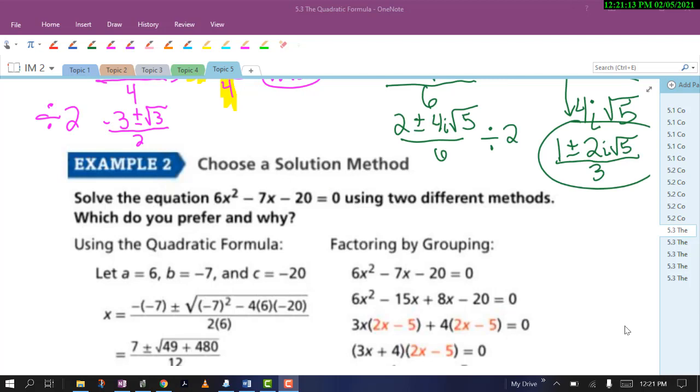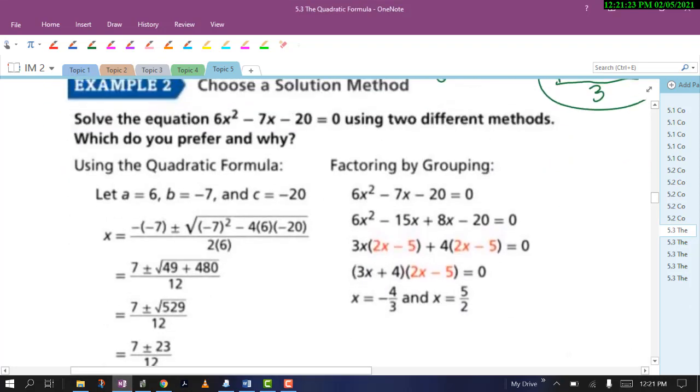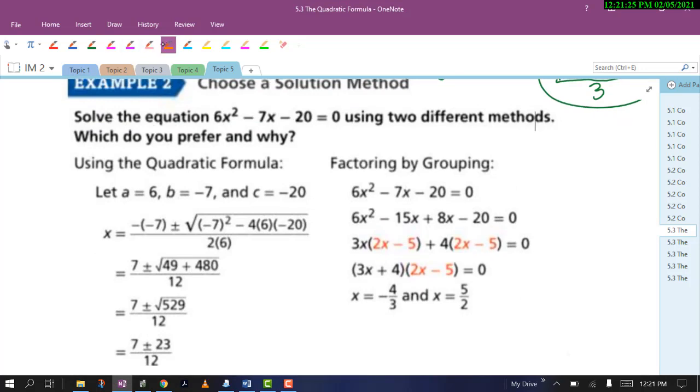So let's continue on with our second example here. We're going to choose a solution method, see which one is faster, more efficient, easier, whatever we're looking for here. So we have the equation 6x squared minus 7x minus 20 equals 0. It equals 0, so we can use all the different methods that we've learned. Using two different methods, one is the quadratic formula.